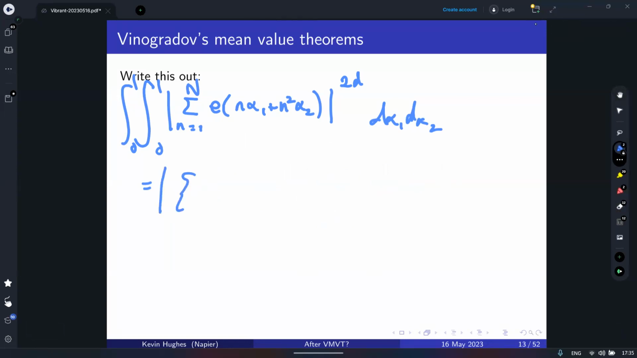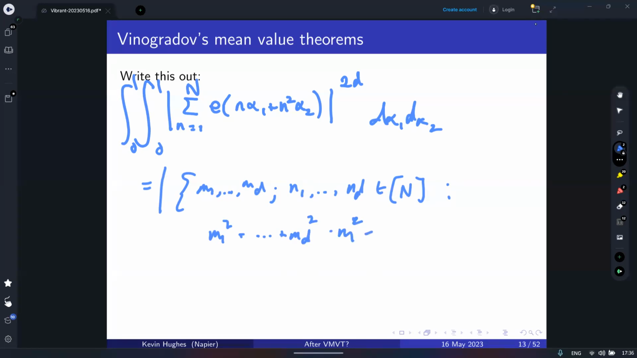The number of solutions M1 up to MD, N1 up to ND, between 1 and N, such that M1 squared plus M2 squared all the way up to MD squared, minus N1 squared, minus all the way down to ND squared, is 0. That counts this. And why does that count? Why is this a way to represent that?